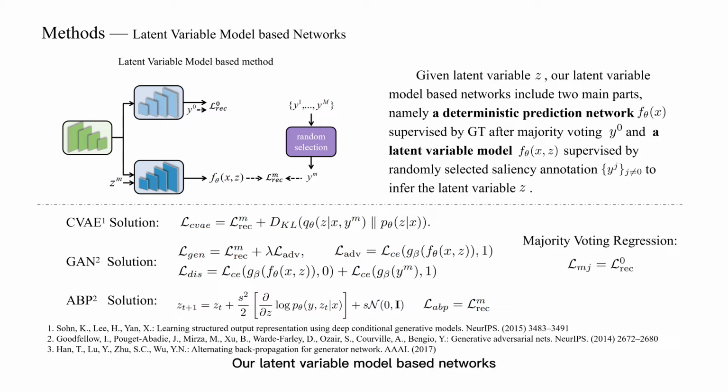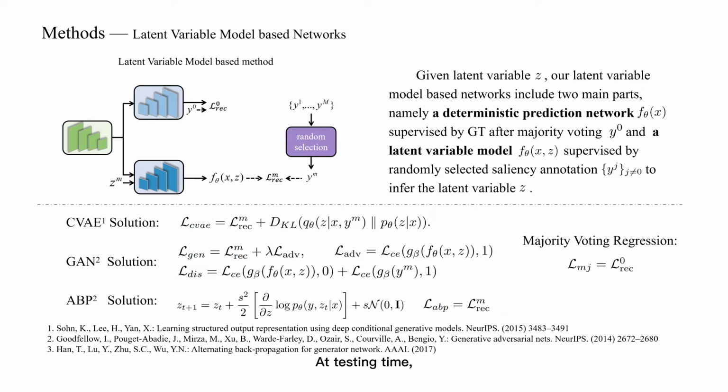Our latent variable model-based networks include two main parts, namely a deterministic prediction network supervised by ground truth after majority voting, and a latent variable model supervised by randomly selected saliency annotations to infer the latent variable. Here, we have conducted experiments on three classic generative models, CVAE, GAN, and ABP, to validate our strategy. For details, please refer to our paper.